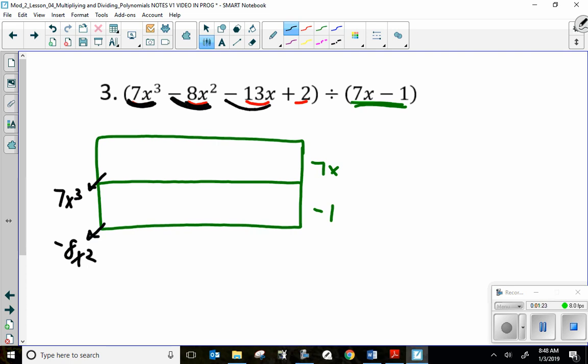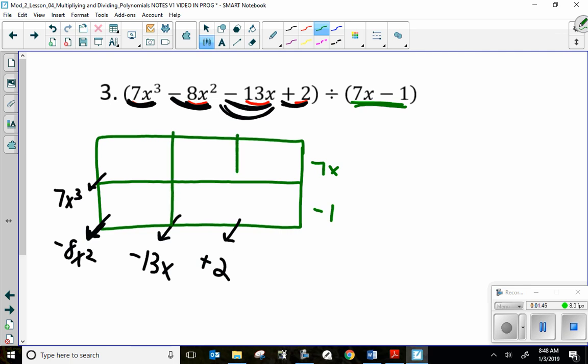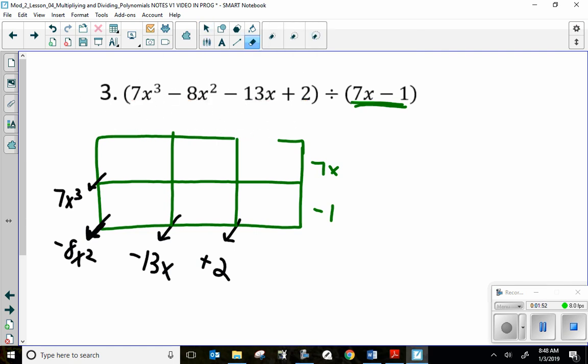Now I have 2 more terms. So I should have 2 more output arrows. So I'm going to kind of just divide these up here. 1, 2. I have my negative 13x and my positive 2. Now for every output arrow that I draw past my corner, that's my corner, I should draw a vertical line down to it. So this one and this one. So guess what? That is 3 wide. And whatever my answer ends up being up here, above my tabs, that's going to be my answer to my division problem.